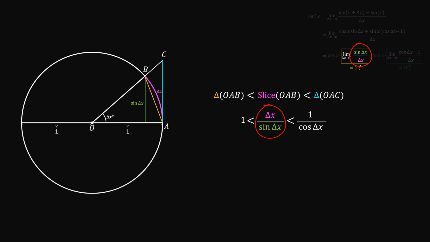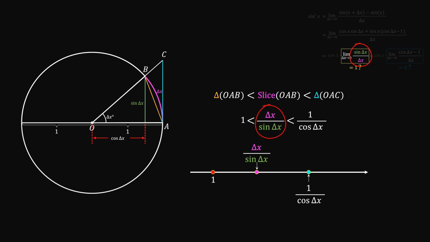So we end up with a relationship saying 1 is less than the target ratio, which is less than 1 over the cosine. Let's place them on the number axis. 1 is here. 1 over cosine is here, greater than 1, because cosine is smaller than 1. This target ratio is somewhere in the middle.